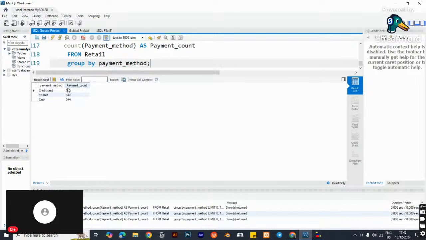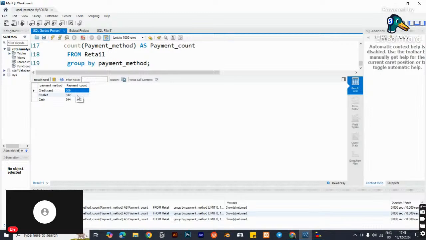It has given us a total of 309 transactions that were made using the credit card, that of e-wallet 349, and cash 344. So you can see we've still not answered the question. Well, we can see it like this. By mere looking at it, we know which is the most used payment method.